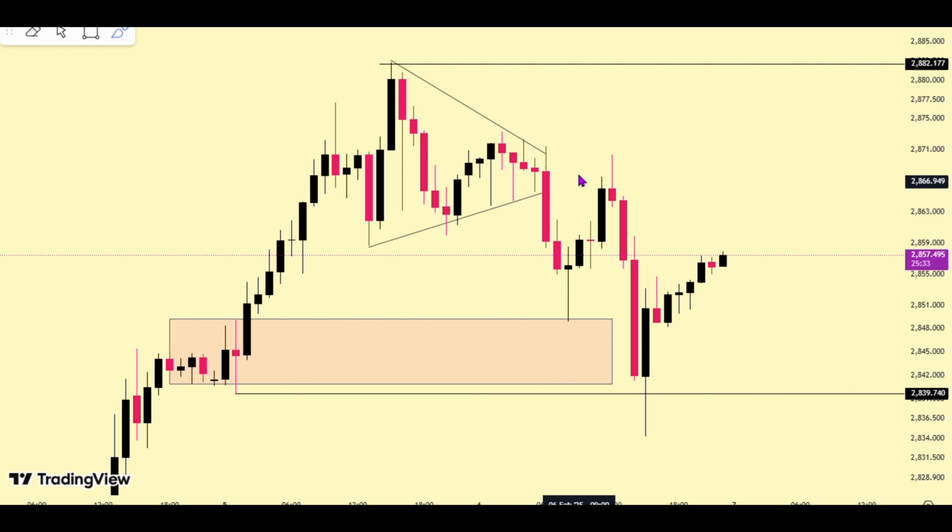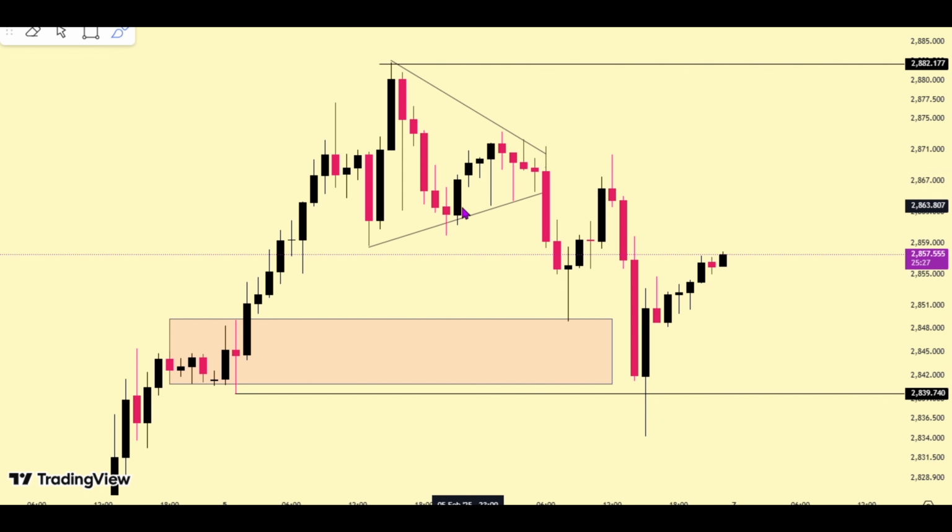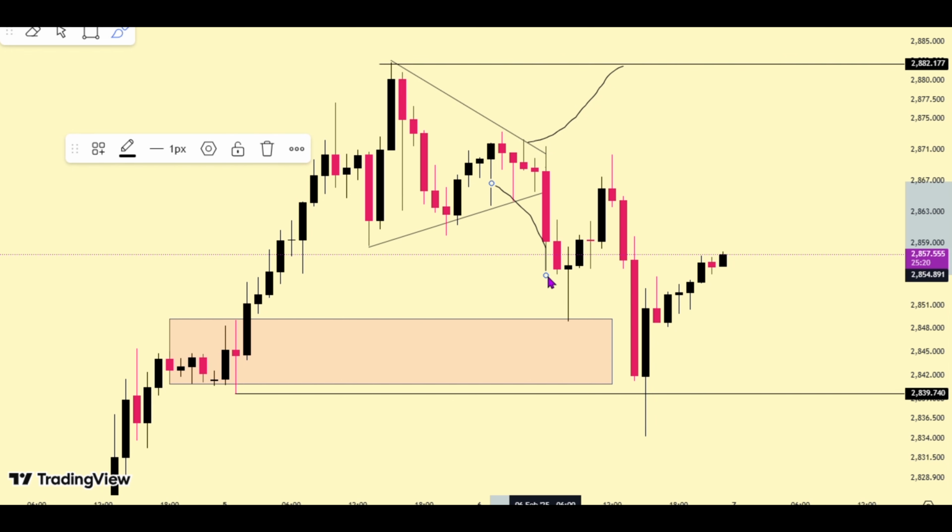I was actually looking at the candle that left this triangular zone right here. So this triangle is a retail concept that suggests that price will either break to the upside or break to the downside. My interest wasn't in the direction to which price actually broke. I was looking at the candle that actually leaves the triangle. In our case, we have this bearish candle leaving the triangle.